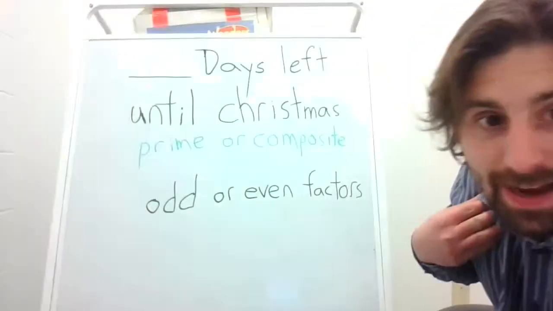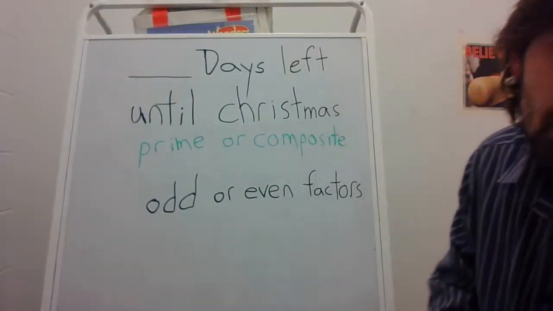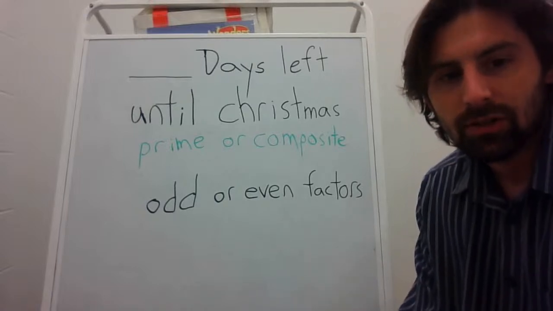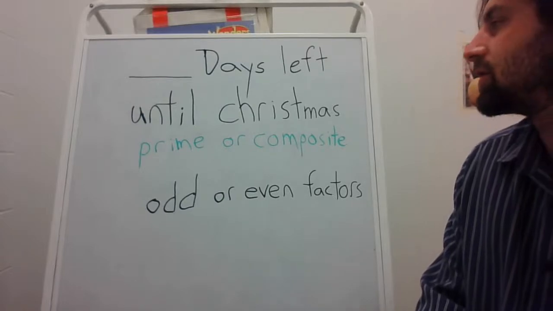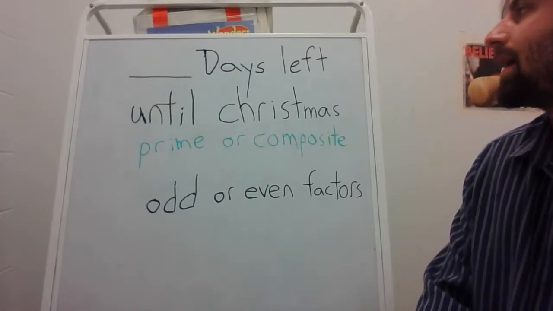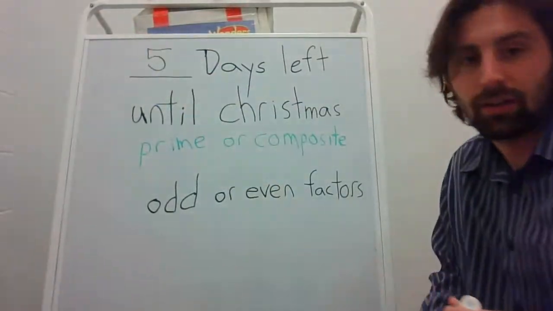And it's going to focus on factoring. So, blank days left until Christmas. We're going to assume that Christmas Eve is the 24th. Today is December 19th, Christmas Eve is December 24th, 24 minus 19 is 5. There are 5 days until Christmas.